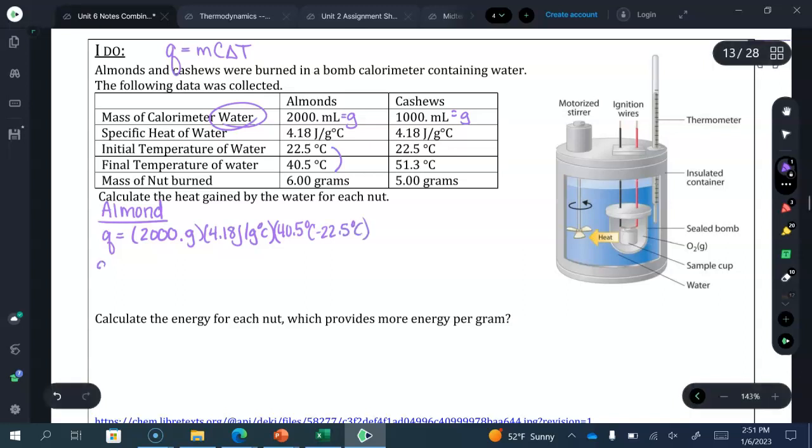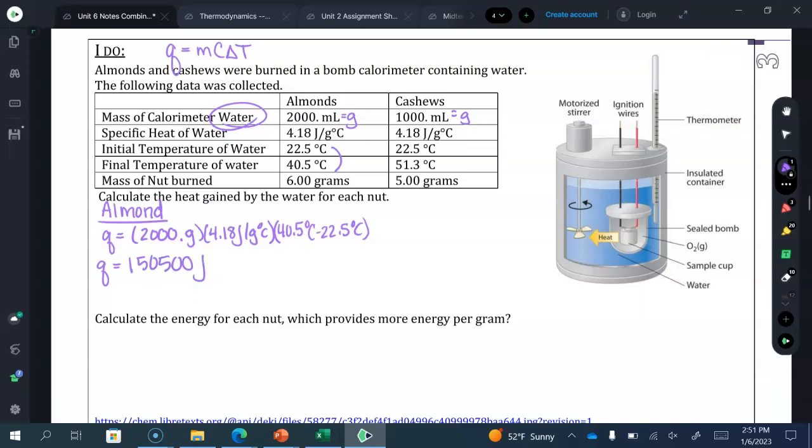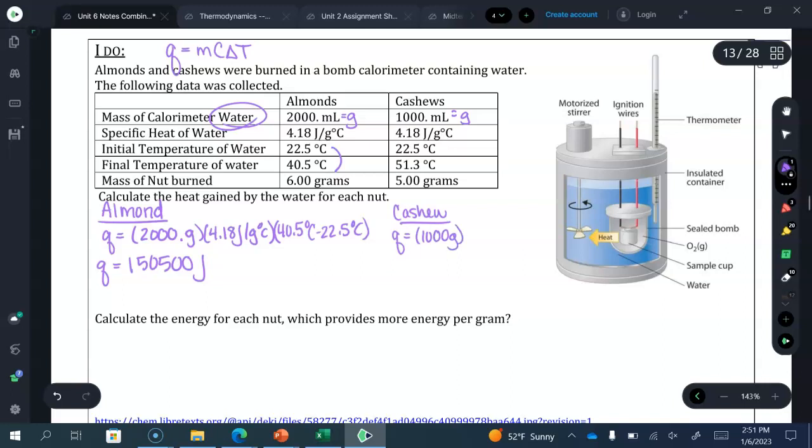Okay, and solving for this, we end up with Q is equal to 150,500 joules. We will repeat this process for the cashew, where we have Q is equal to the mass of water, 1,000 grams, times the specific heat, joules per gram degrees Celsius, times its change in temperature, which is 51.3 degrees C minus 22.5 degrees C.